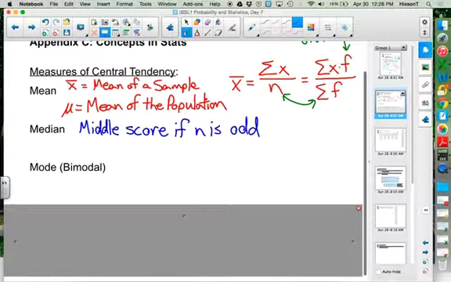However, if I have 4 scores, if I have an even number, what do I do? To find the middle, you have to average your middle two. So it's the mean of the middle 2 scores.